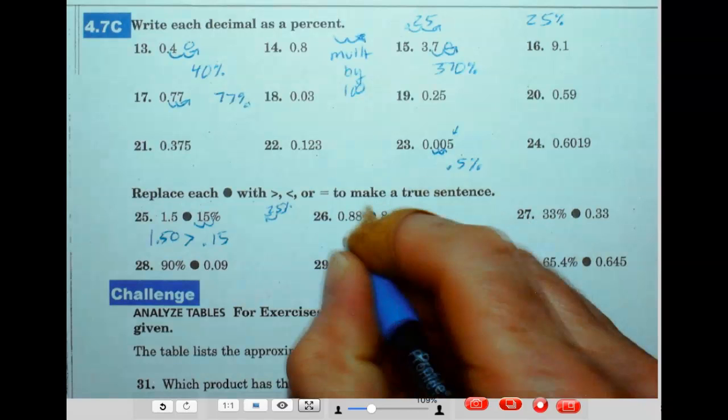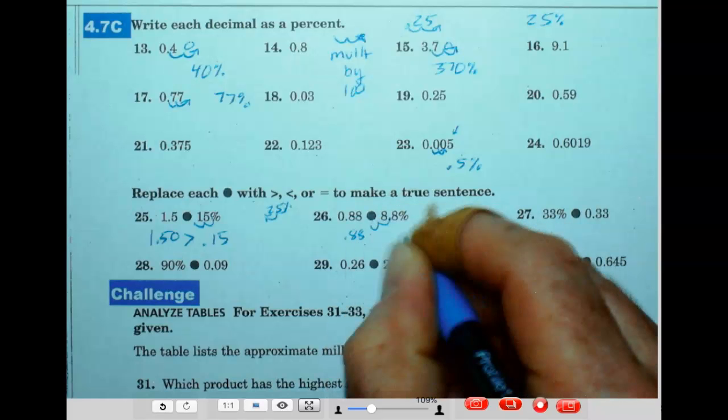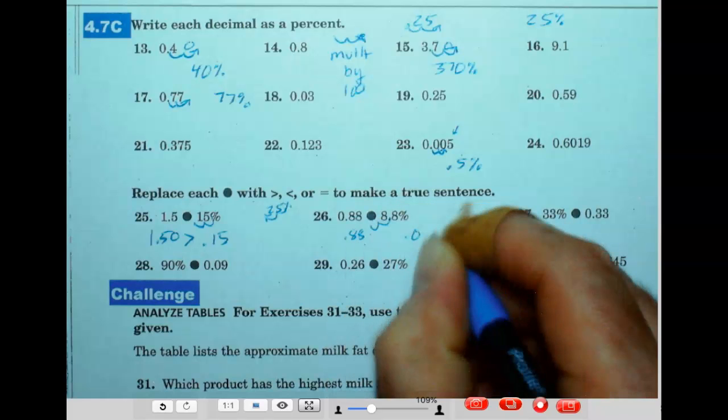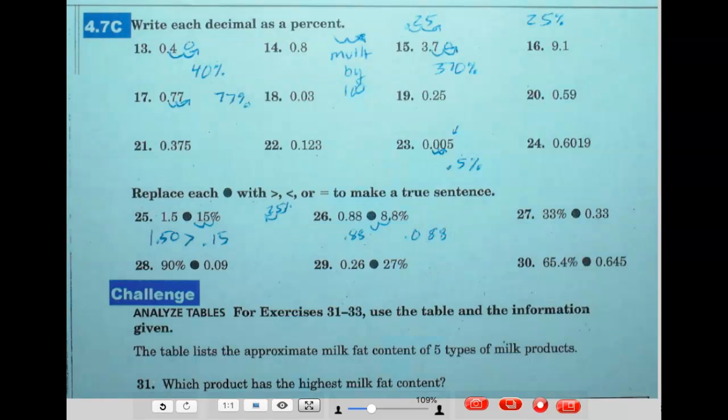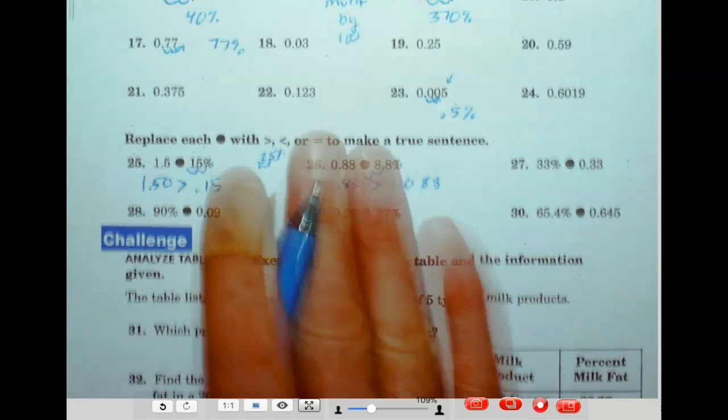Here's 0.88. And let me just move this 2 places. That's 0.088. Yeah, well, of course, this is larger. So just make sure you make them both into decimals as you do this. General rule, when comparing, convert to decimals and you should be in good shape.